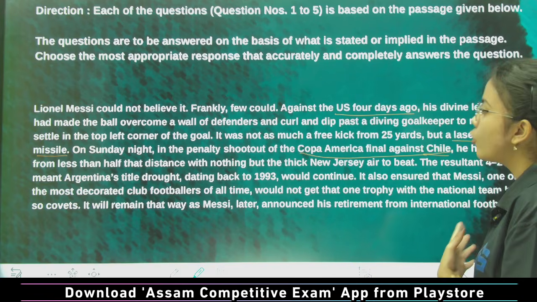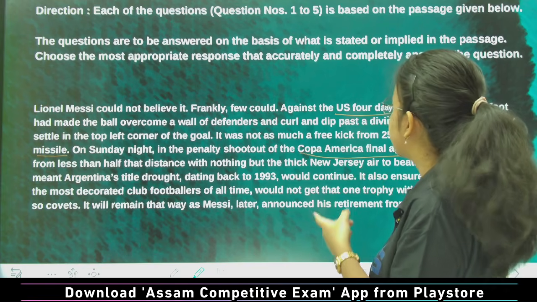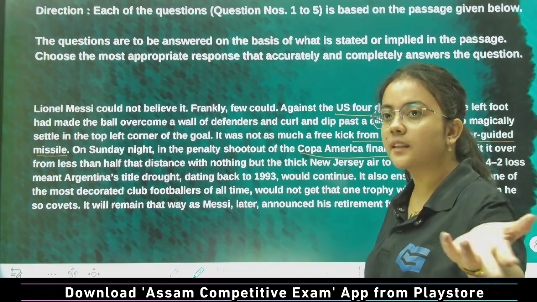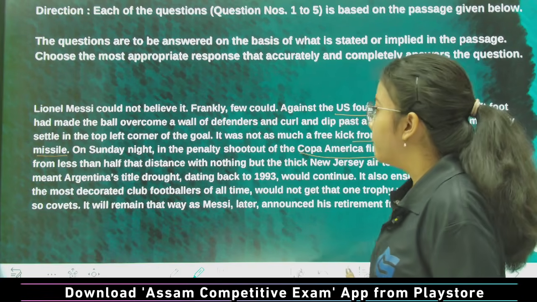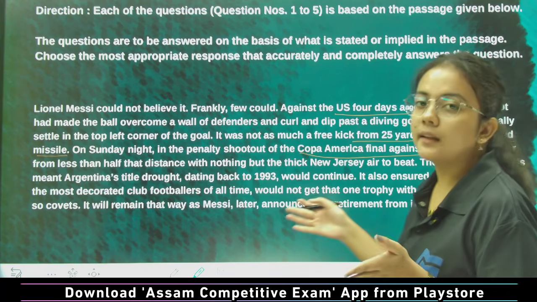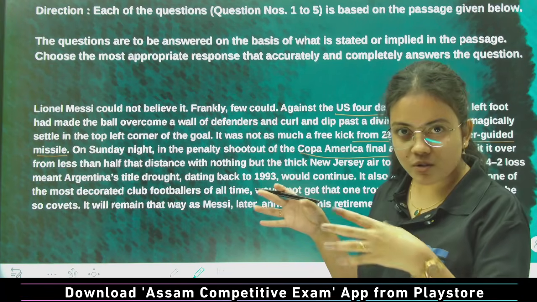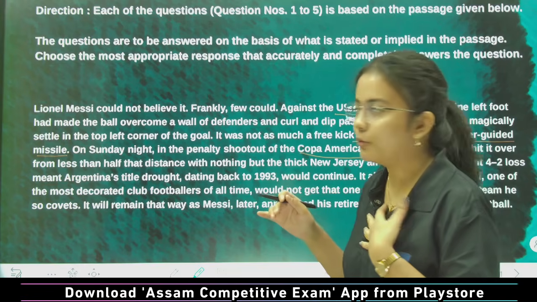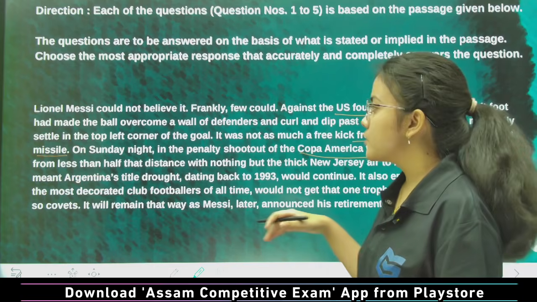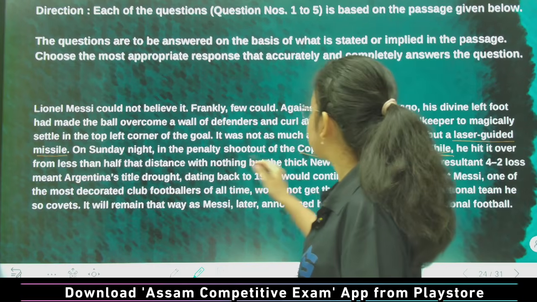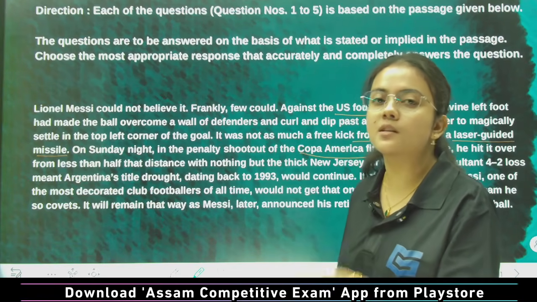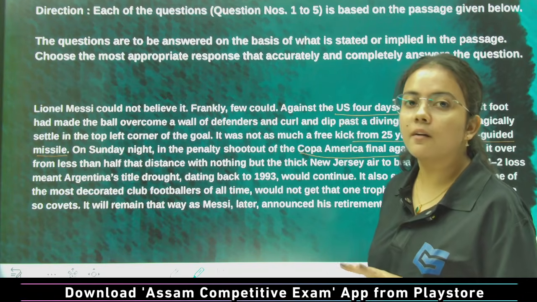So he hit it over from less than half that distance. First, it was so far. Against the US he kicked from a very long distance, but even so, he was able to secure the goal. But against Chile, distance was not the issue. Since it was a penalty shootout, there is not much distance, right? So it was from less than half that distance.